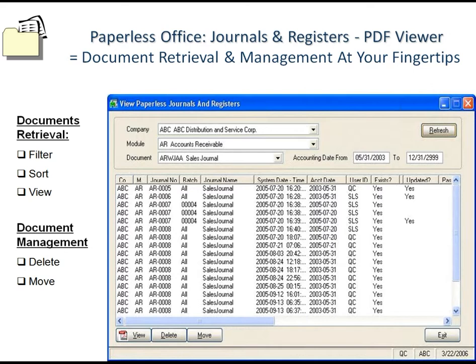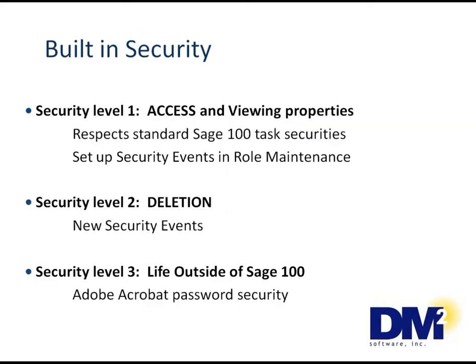And then the Journal and Register Viewer makes all this available, so you can filter, you can sort by either the company, the module, or the individual document itself. So within Paperless Office, you have this nice Journal and Register or period end viewer, and if you have multiple companies, it makes it easy to pinpoint which journal or register or report you're looking at.